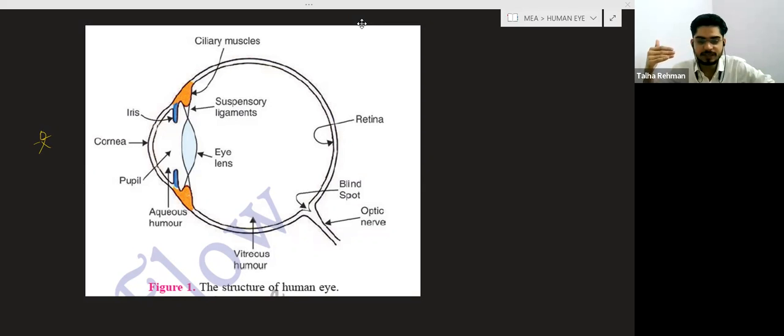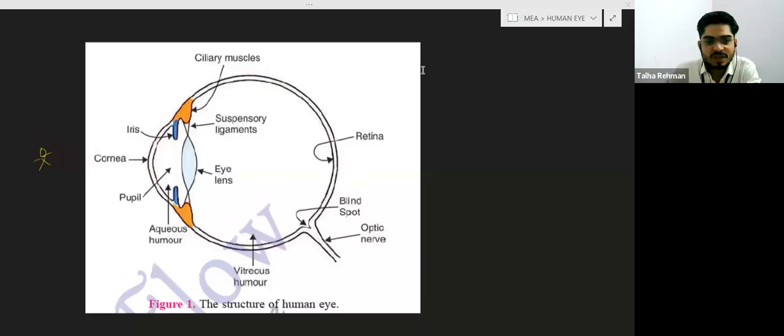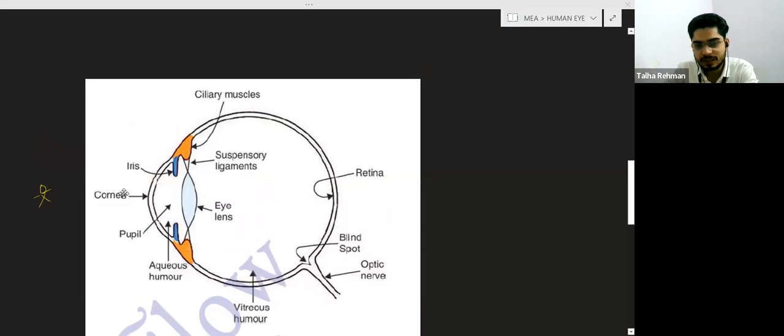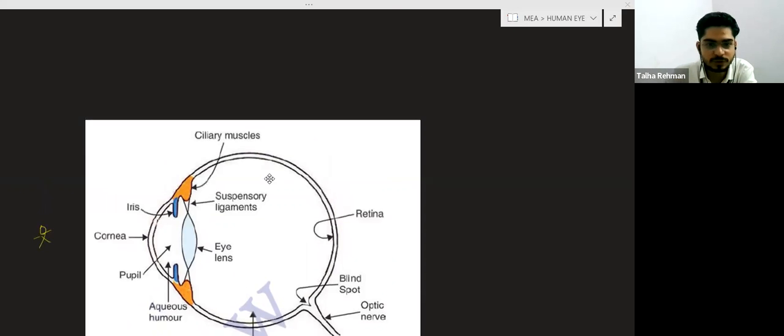One by one, I will write what the functions of the cornea, iris, pupil, and ciliary muscles are. One by one, I have just given the overview of what we are going to study here. So first we will write the basic functions of all these, and after that we will discuss the working of the human eye. I have already told you how the human eye works, but we will make the notes.